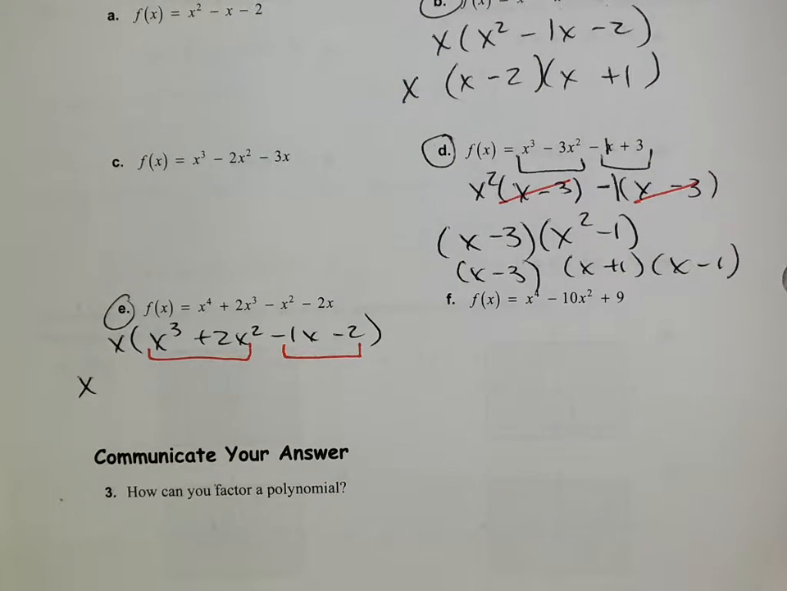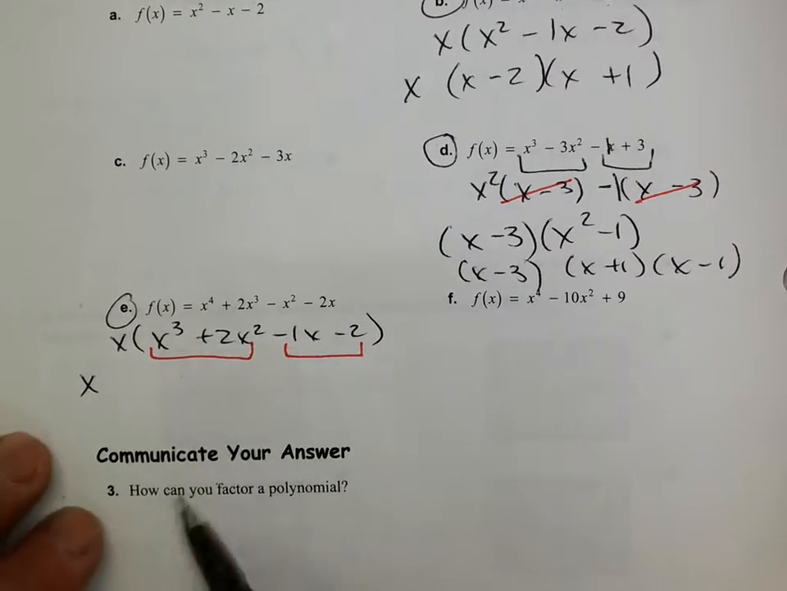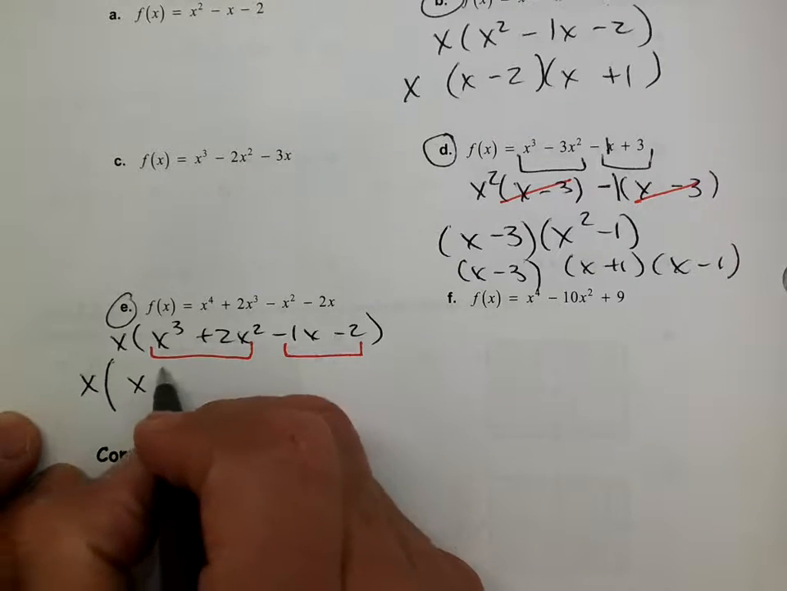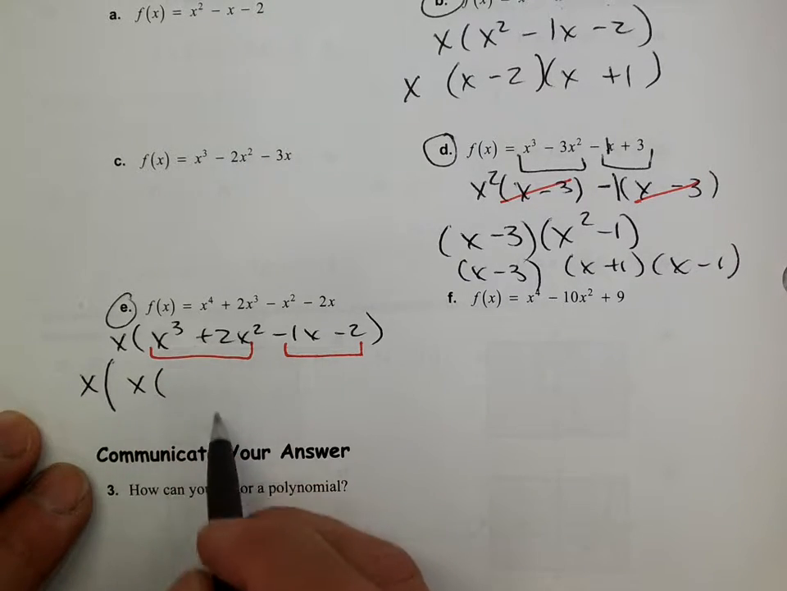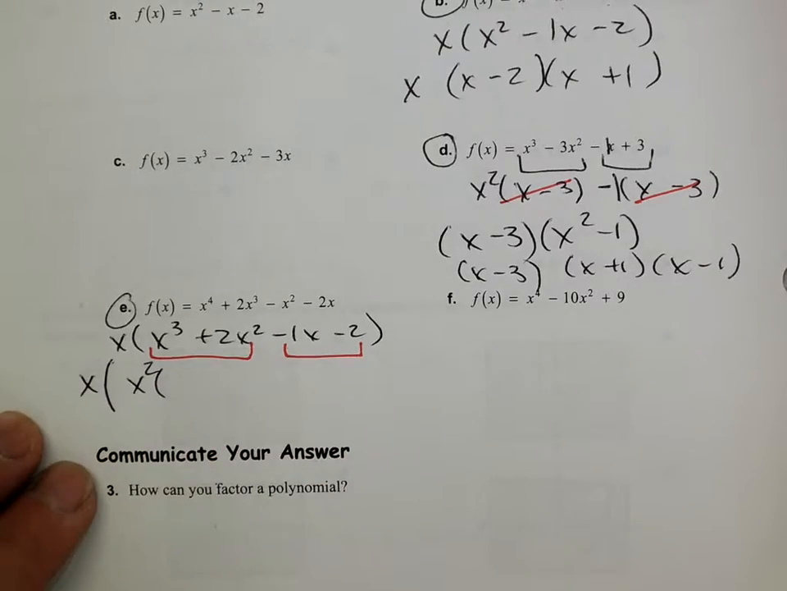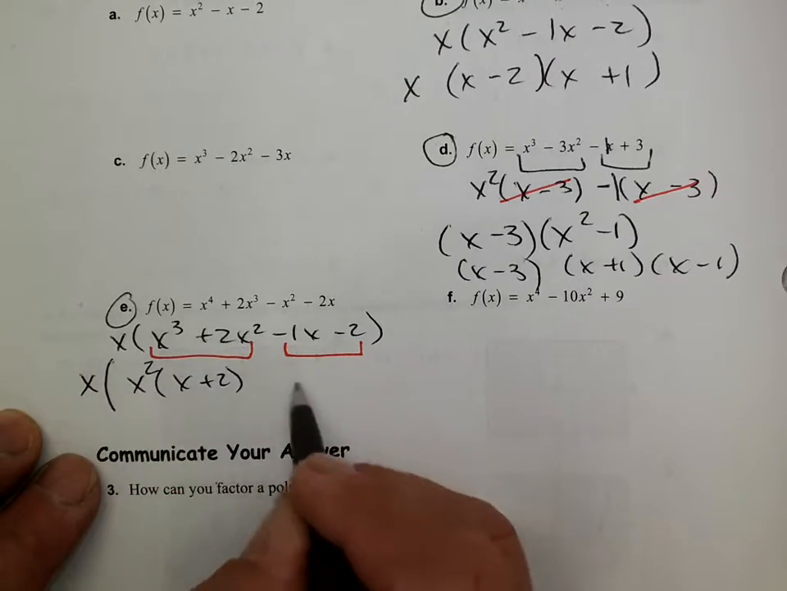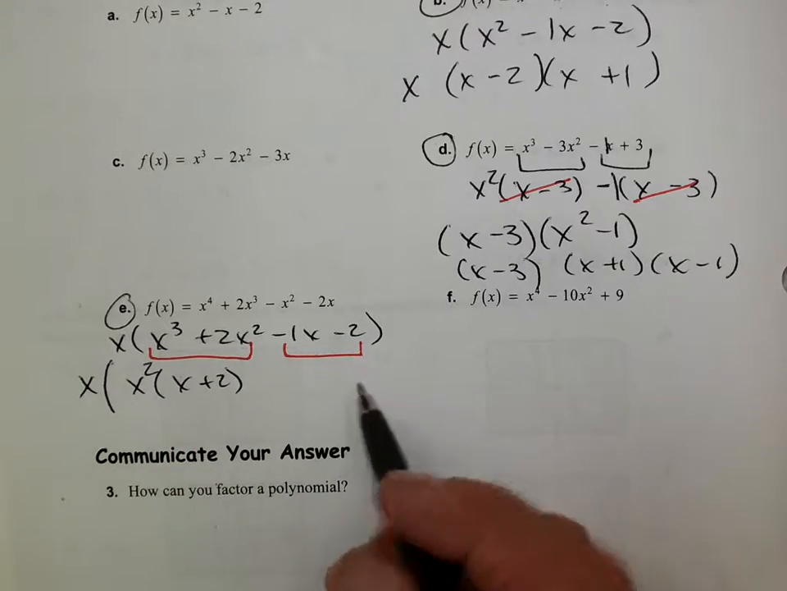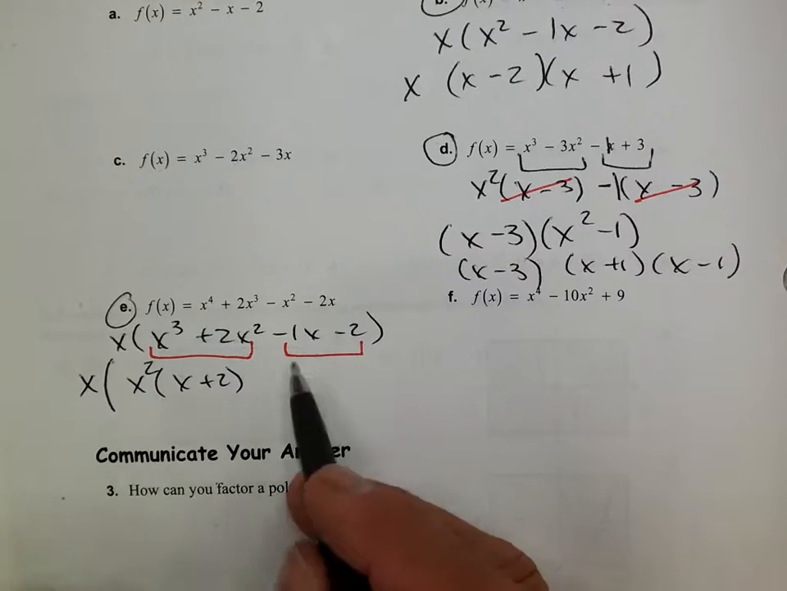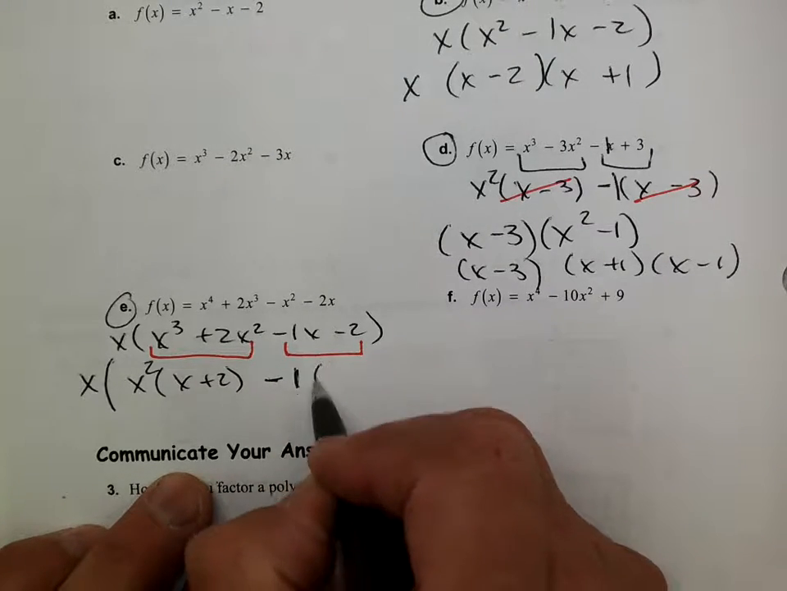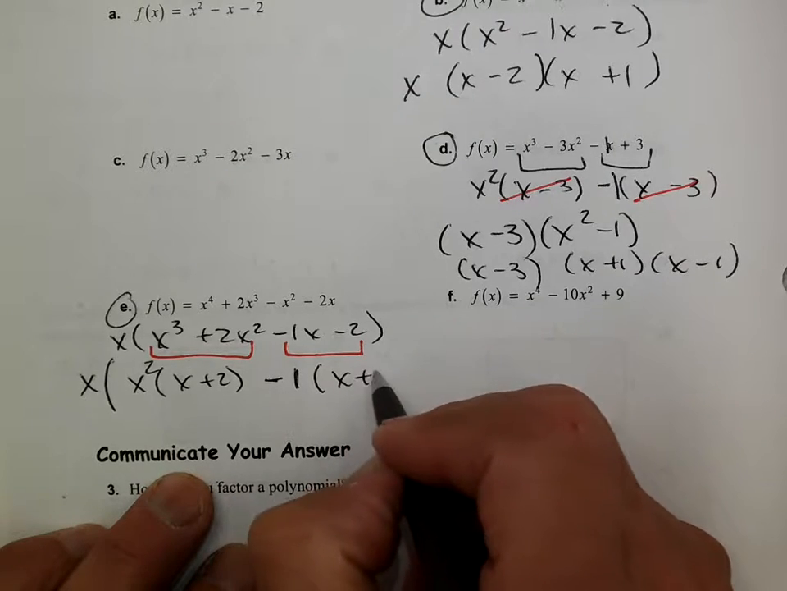Now, if I look at the first 2, what do they have in common? They have an x in common, right? Actually, they have an x squared in common. If I take out an x squared, I have an x plus 2. These 2 really don't have anything in common except for the negative. If I take out a -1, I'd have an x plus 2.